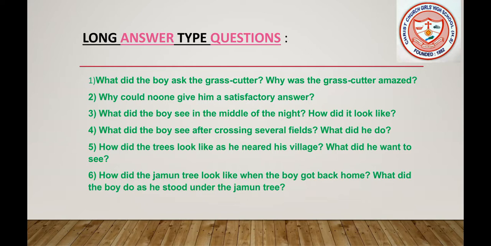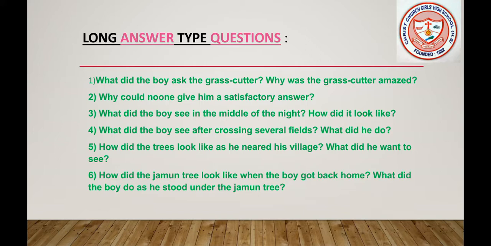Question number 4. What did the boy see after crossing several fields? Part B of the same question. What did he do? So the first part's answer can be written in this way, that after crossing several fields, the boy saw a large tree in whose shade a Persian wheel turned gently. The second part's answer can be written in this way, that the boy reached the shelter of the tree and splashed the cool water from the Persian wheel on his dusty feet. Then he washed his hands and face and drank to his satisfaction.